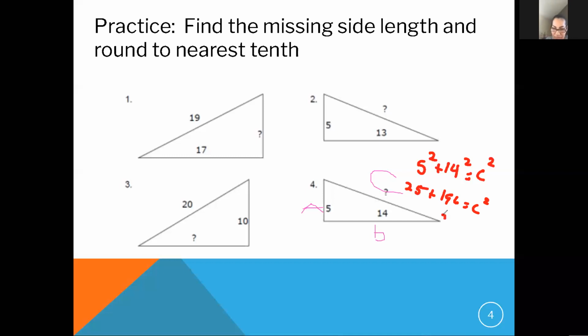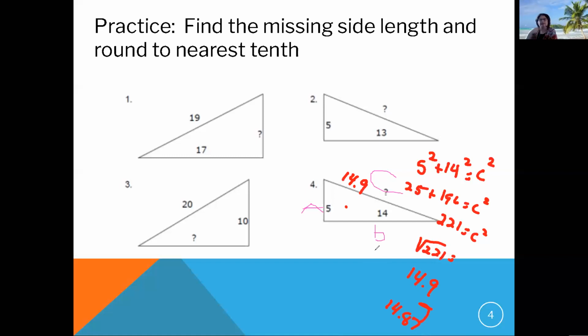221. And what's my last step every single time? Square root it. Square root of 221. And what's the square root of 221? 14.87, but you round it to 14.9. And that's right here, because you're rounding. How are you feeling? A little bit better? Yes.